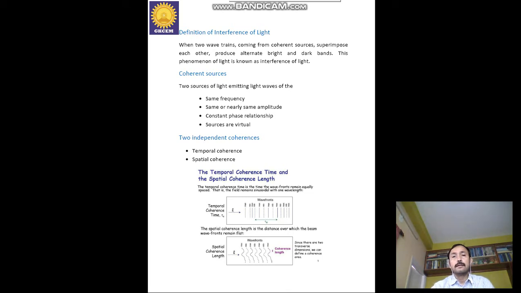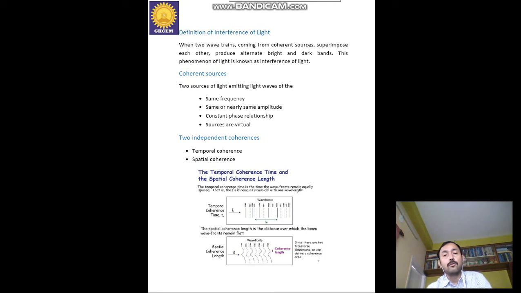When two sources emit light waves of the same frequency, same or nearly same amplitude, and they must maintain a constant phase relationship, these sources are known as coherent sources. Now, there are two independent coherences. One is temporal coherence, another one is spatial coherence. Here we are showing you the temporal coherence time and spatial coherence length.